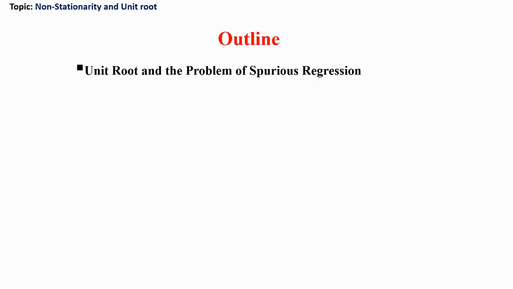So basically today's outline is a single point, that is unit root and the problem of spurious regression. In the previous lecture we covered a little introduction about the unit root, what unit root is and what characteristics are required for data to be stationary. So today we are going to see what will happen if the data is not stationary. So let us start with the lecture.